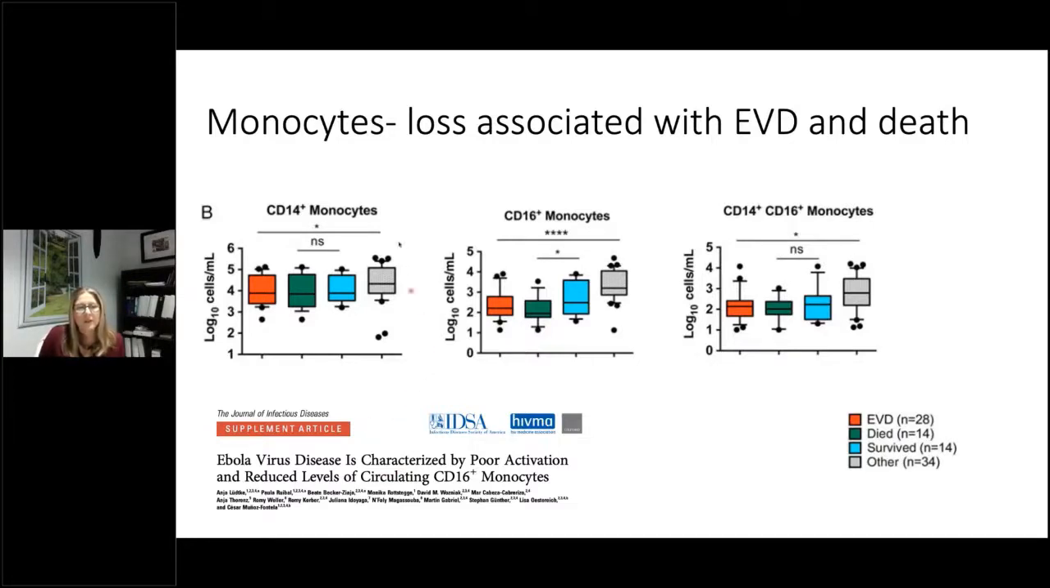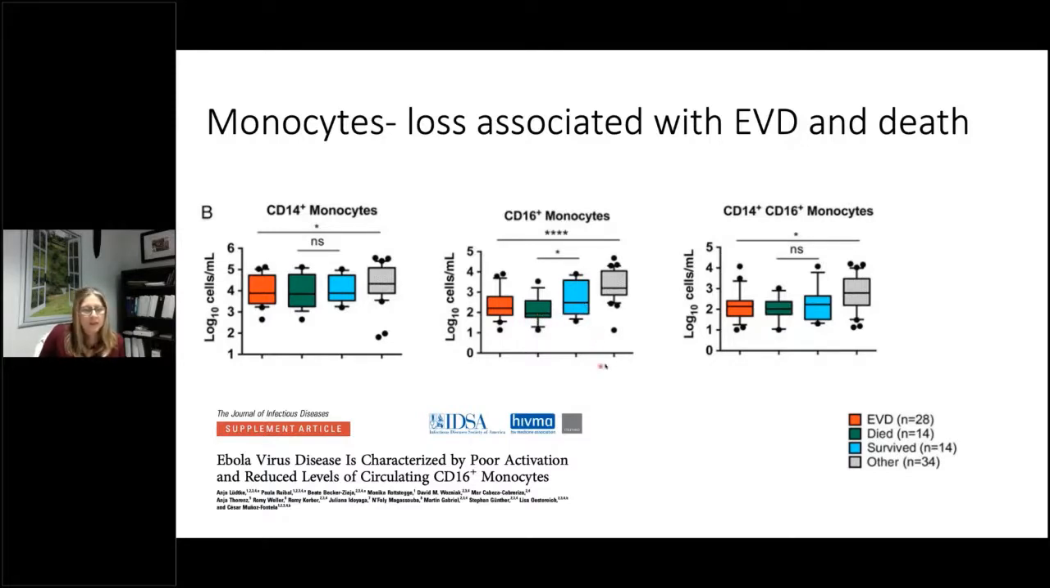And they were able to see that of the 3 different types of monocytes, either CD14, which are considered classical monocytes, CD16, which are considered non-classical monocytes, or CD14, CD16 double positive monocytes, which are considered intermediate monocytes, in all 3 cases, patients who had Ebola virus disease, shown in red here, had lower levels of these cells than patients who had other febrile illnesses. That was their control group. In addition, they were able to see a relationship between these non-classical CD16 positive monocytes and clinical outcomes. So the patients who died here in green had lower levels of these cells than the patients who survived.